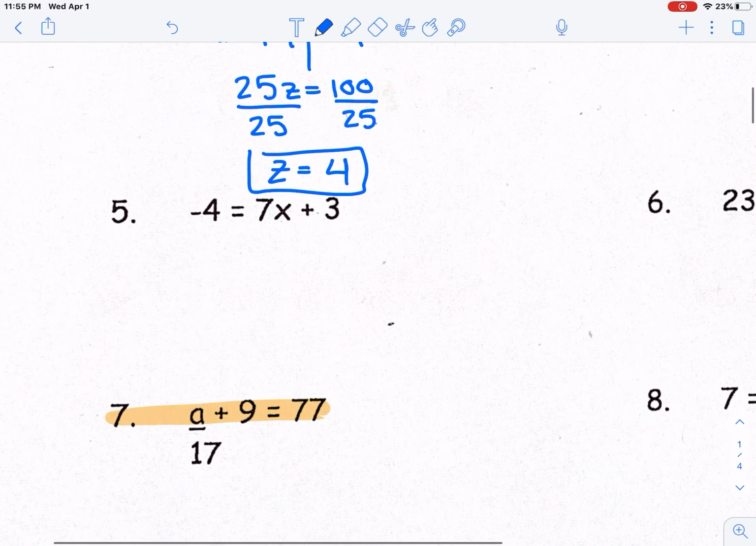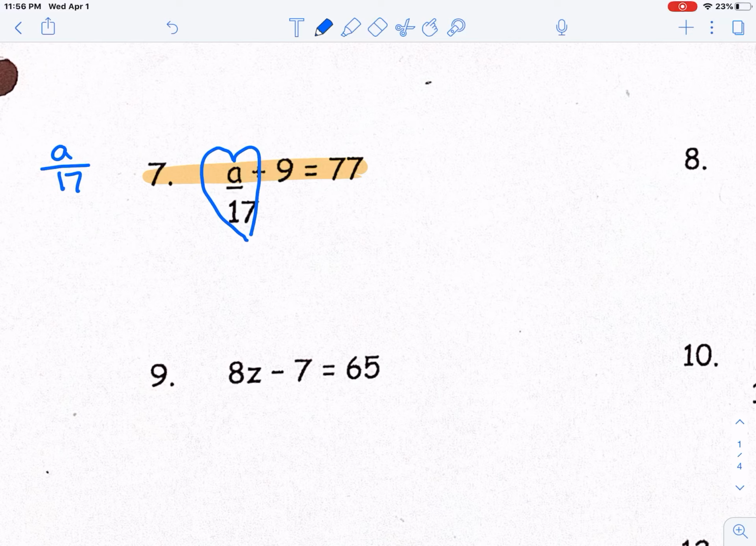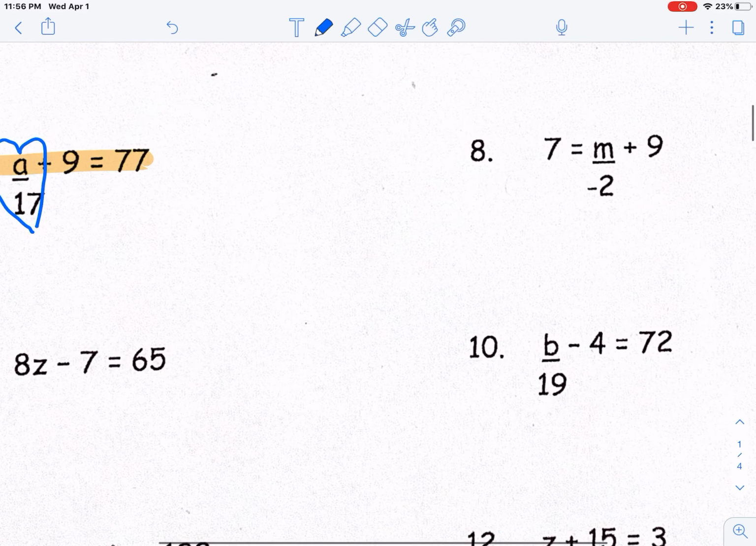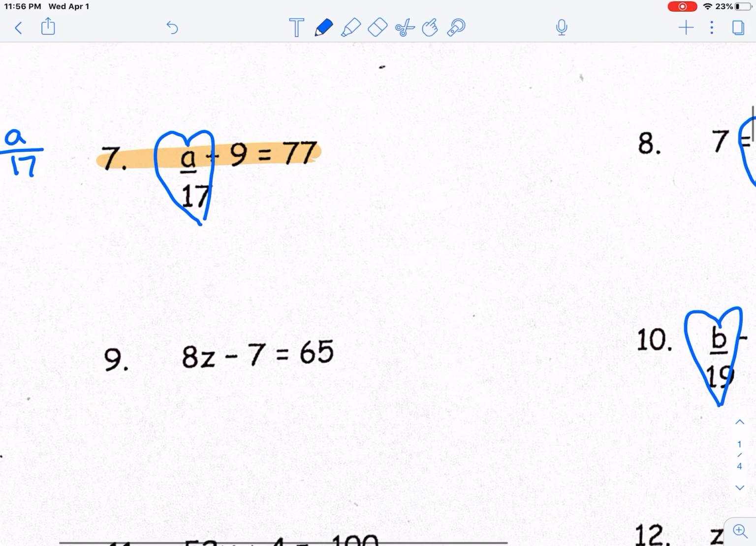All right, moving on to number 7. The way this sheet printed is kind of weird, but this is just saying a over 17. Oops, a, that looks like a 9. A over 17, or a divided by 17. Okay, you have a couple of those, like this is just m over negative 2, b over 19. Okay, it's just drawn in an odd way.